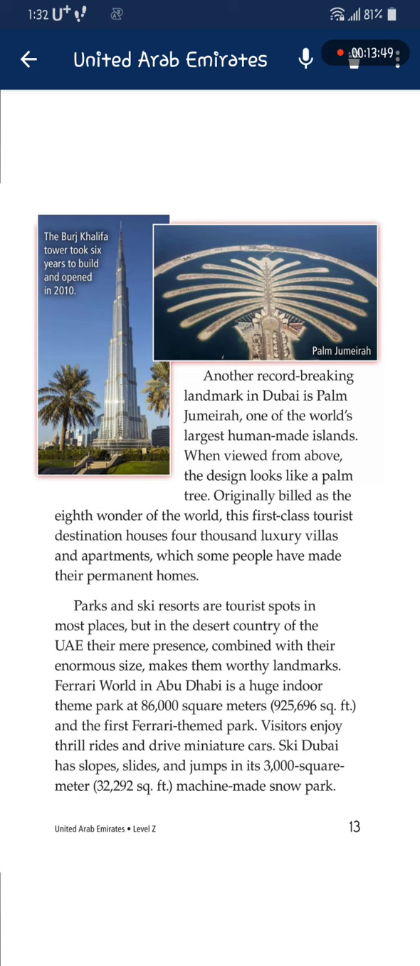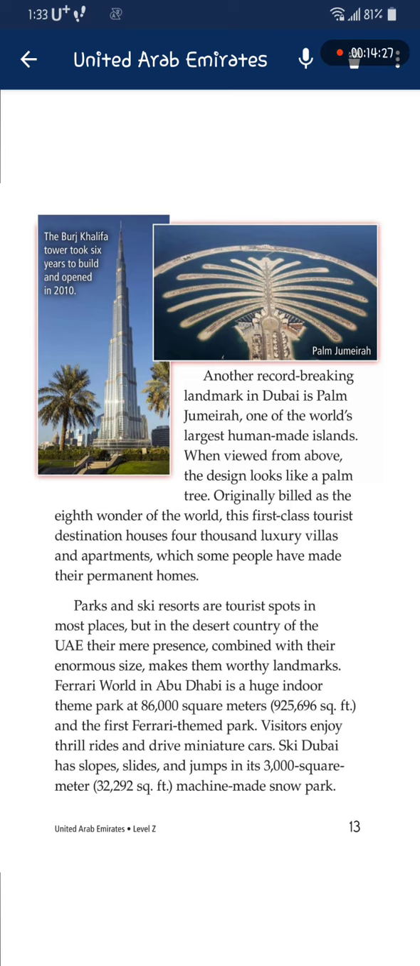Another world-breaking landmark in Dubai is Palm Jumeirah, one of the Earth's largest human-made islands. When viewed from above, the design looks like a palm tree. Originally built as the eighth wonder of the world, this first-class tourist destination houses 4,000 luxury villas and apartments, which some people have made their permanent homes.